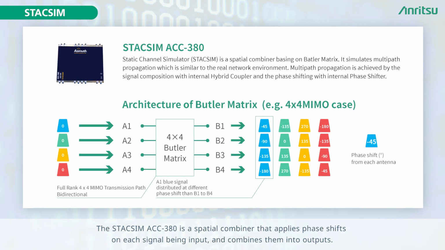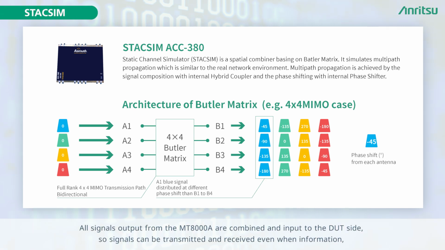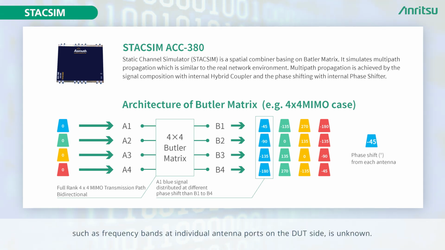The STAXIM ACC380 is a spatial combiner that applies phase shifts on each signal being input and combines them into outputs. All signals output from the MT8000A are combined and input to the DUT side, so signals can be transmitted and received even when information, such as frequency bands at individual antenna ports on the DUT side, is unknown.